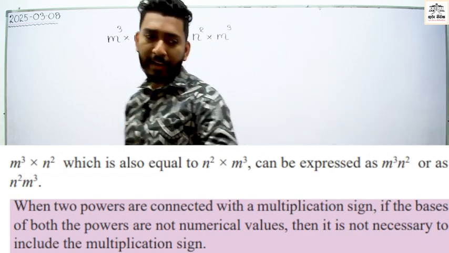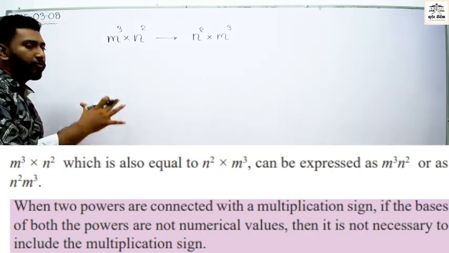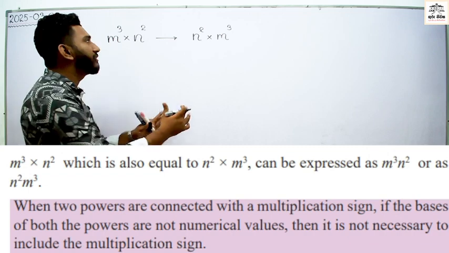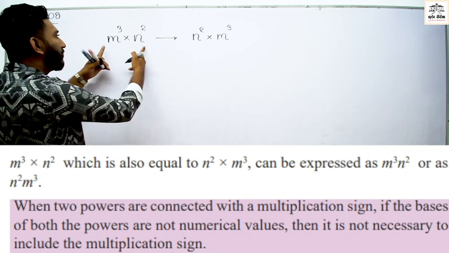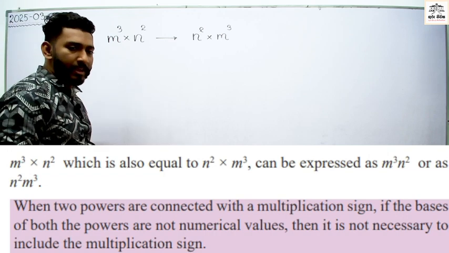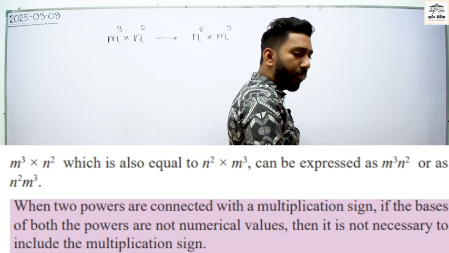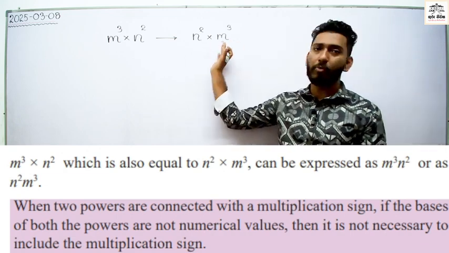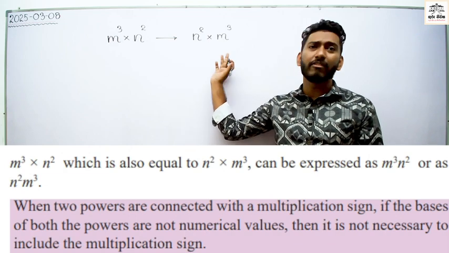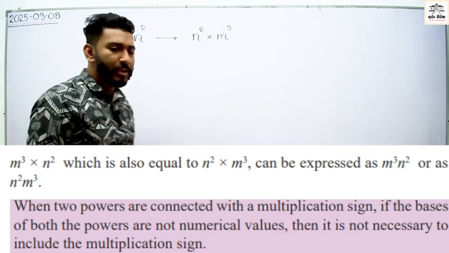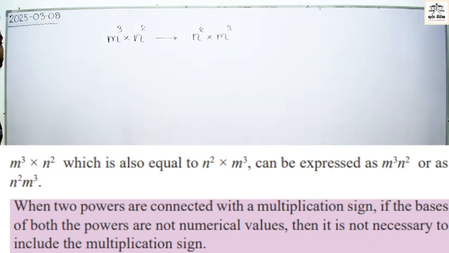As well, when two powers are connected by a multiplication sign, if the bases of both powers are not numerical values, not numbers, then it is not necessary to include the multiplication sign.